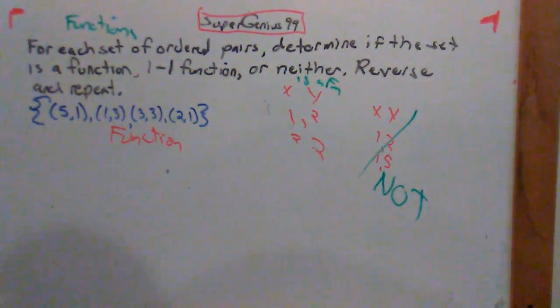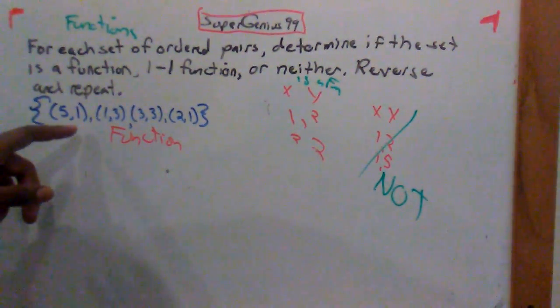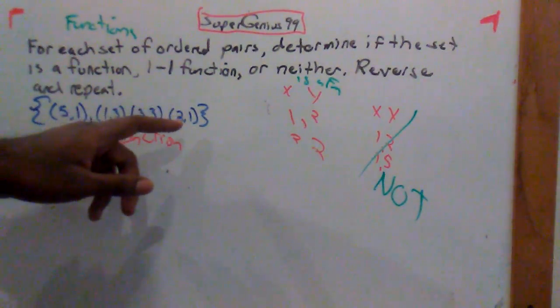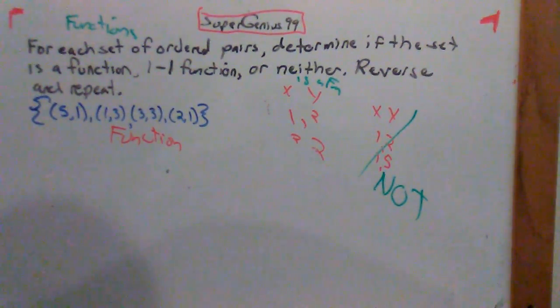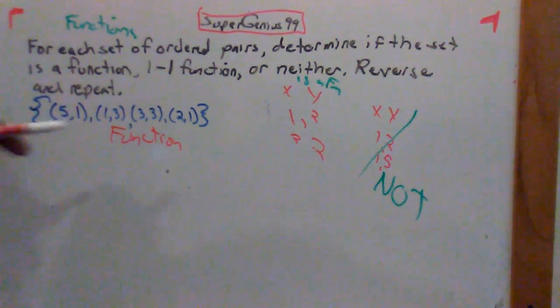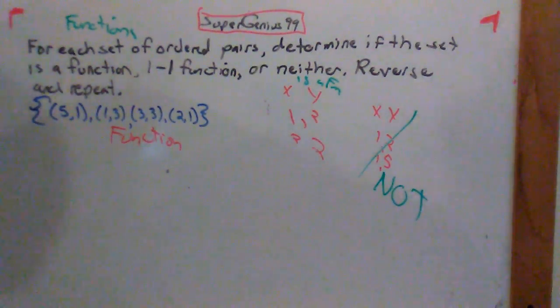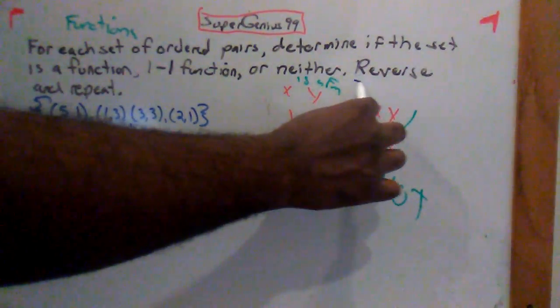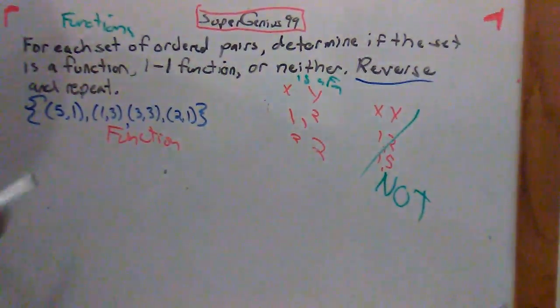Is this a one-to-one function? What do you ask yourself if you want to know if something's a one-to-one function? Do any of the y values repeat? 1, 3, 3, 1. So that's yes. So this is not a one-to-one. Oh, excuse me, this is a function, it's just not one-to-one. Okay, so that's as far as this goes. And then it asks us to reverse. So we're going to reverse.